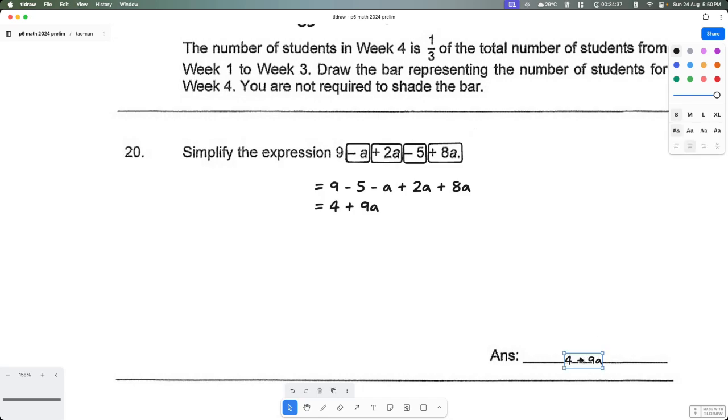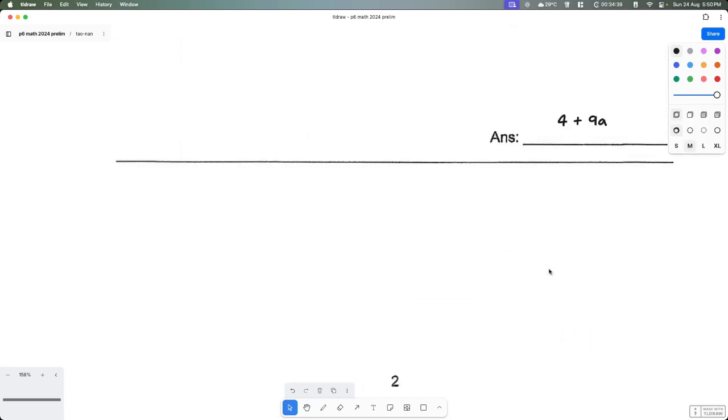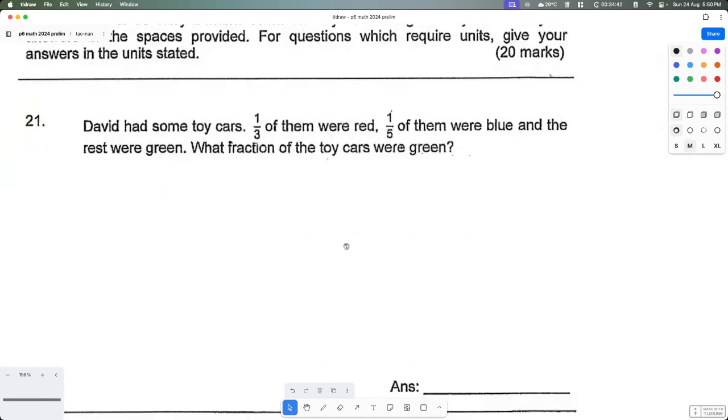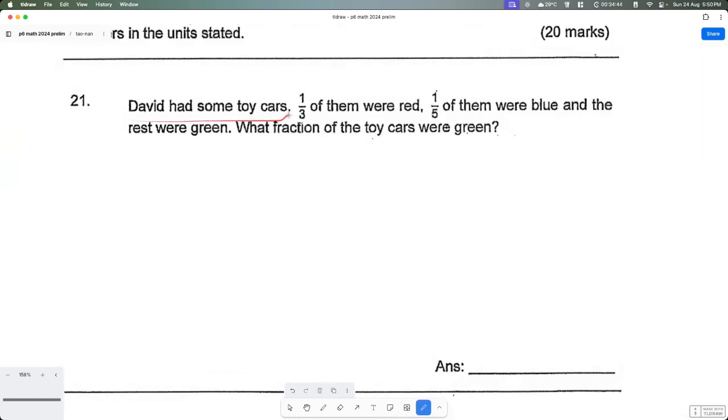Okay, there you go. So that's the answer. All right, let's move on to the next question. Question 21. David has some toy cars. One third of them are red, one fifth of them were blue, and the rest were green. What fraction of toys were green?